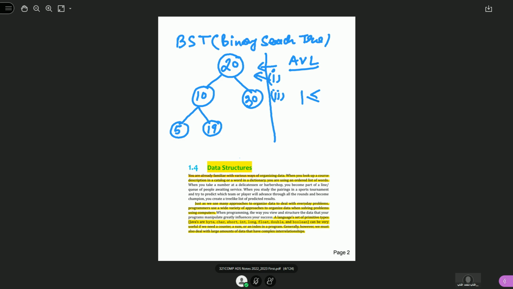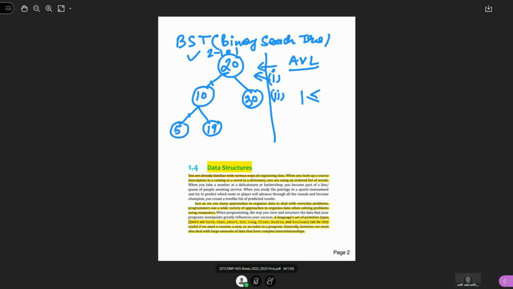Now, see the example. Suppose in this example I want to check whether this tree is an AVL or not. How can I check? Balance factor of the 20. On the left, maximum number of edges is 2. On the right, 1. So 2 minus 1 is 1. No problem.